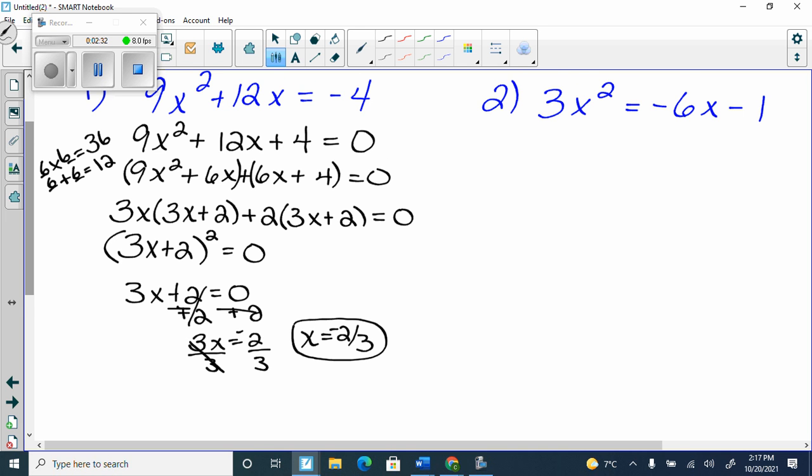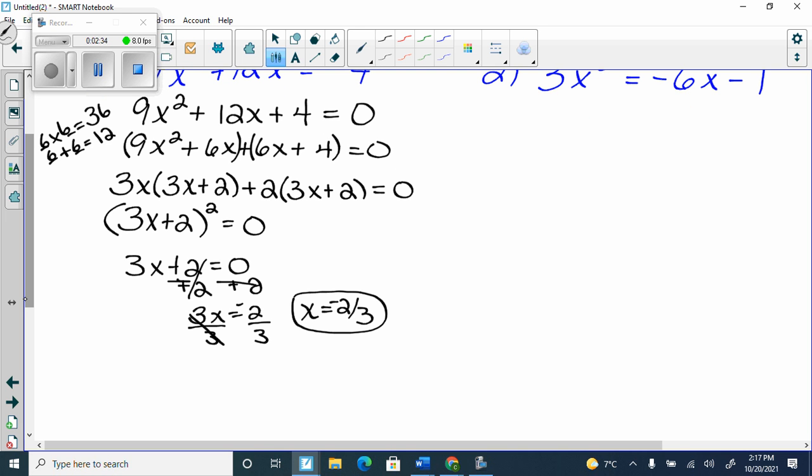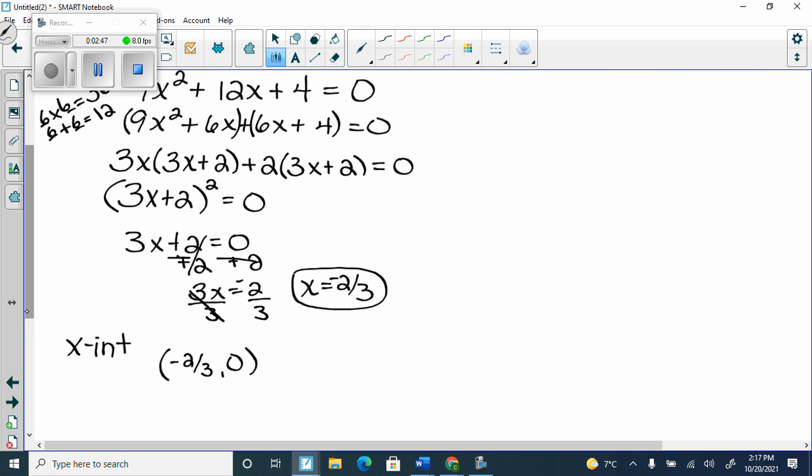So if we want to, that would be solving, we'd be done. X equals negative 2/3. If I wanted as x-intercepts, you would say negative 2/3 and what? 0. Another word for x-intercept is zeros. And another word? Roots. And what we would actually say is that our x-intercept is this multiplicity 2.